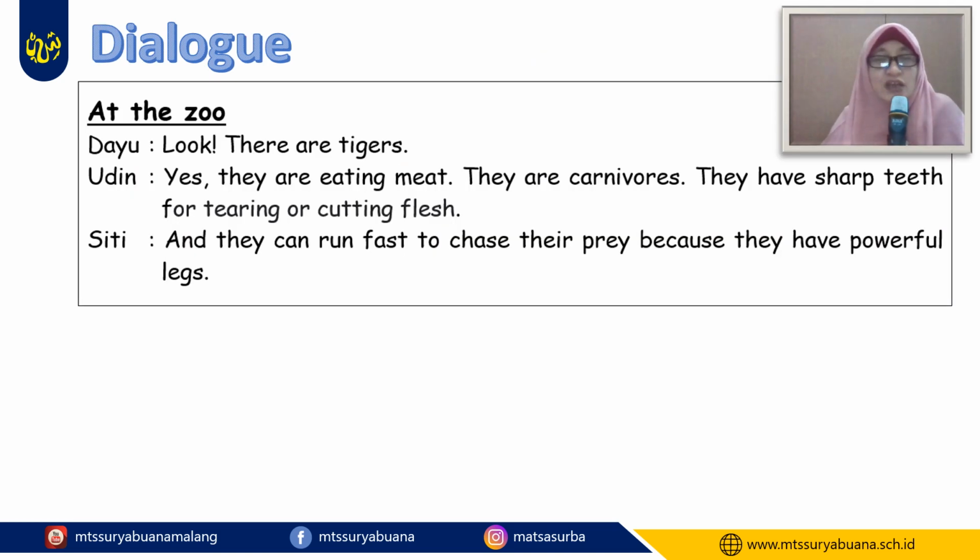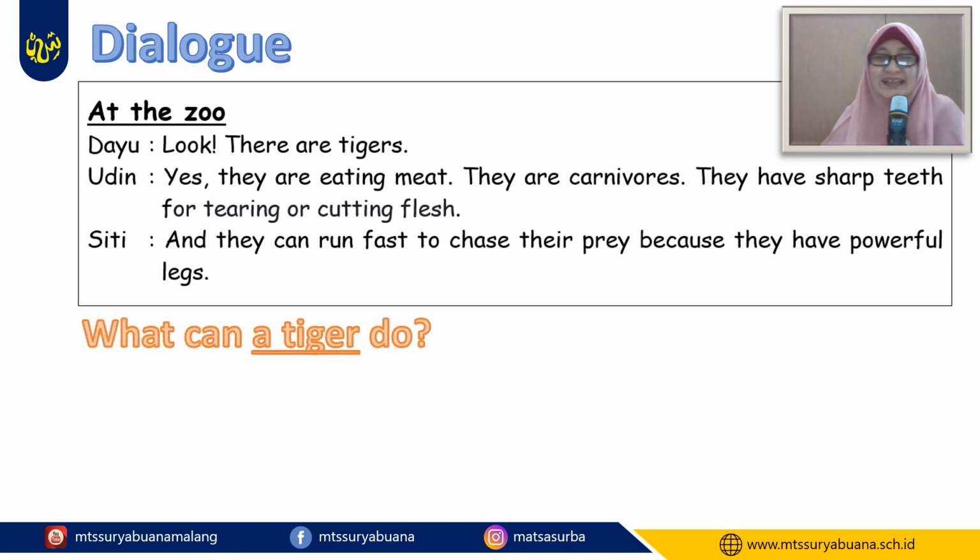Okay, now please look at this dialogue. At the zoo. Look, there are tigers. Yes, they are eating meat. They are carnivores. They have sharp teeth for tearing or cutting flesh. And they can run fast to chase their prey because they have powerful legs.